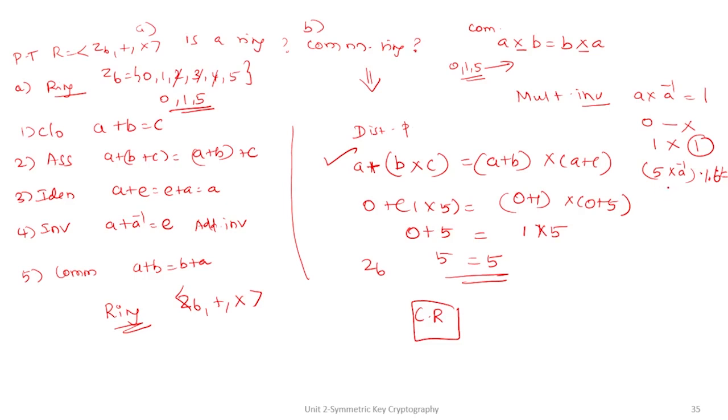5 0s are 0, no. 5 1s are 5, no. 5 2s are 10, it's not possible. 5 3s are 15, it is also not possible. 5 4s are 20, it is also not possible. 5 5s are 25. So 25 mod 6 means 1. So the multiplicative inverse of 1 is 1. The multiplicative inverse of 5 is 5. So only two multiplicative inverses are available. So if these are all satisfied, then this ring is called a commutative ring.